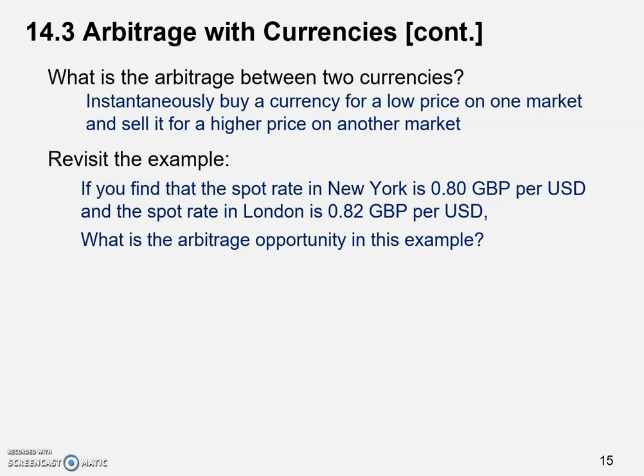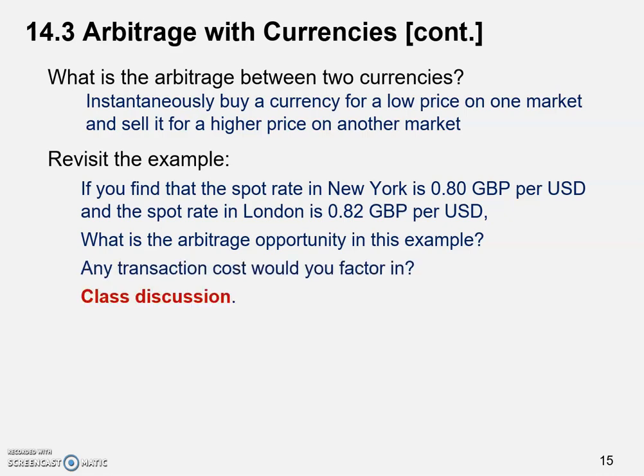Okay. Now here we need to revisit this example. Again, if you find that the spot rate in New York is 0.8 British pounds per dollar, and the rate in London is 0.82 pounds per dollar, then what is the arbitrage opportunity in this example? Like what currency are you going to buy and sell, in which market you're going to buy, in which market you're going to sell. And again, the transaction cost is still a factor here, that is, how much it costs you to wire the currency between the two markets.